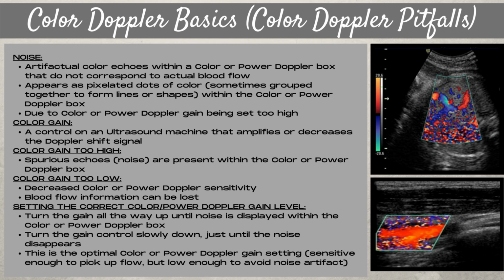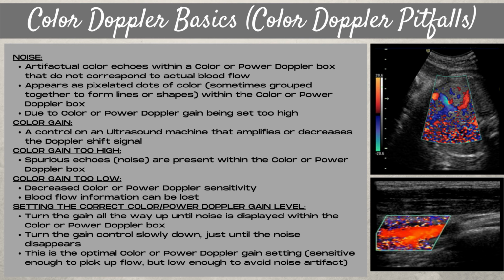The color Doppler gain is a control on an ultrasound machine that amplifies or decreases the Doppler shift signal. So commonly when we think of gain, we think of the grayscale control, and the grayscale gain control either brightens or darkens the entire ultrasound image by amplifying or decreasing the signals that have already returned to the transducer. And color Doppler gain works in a similar fashion.